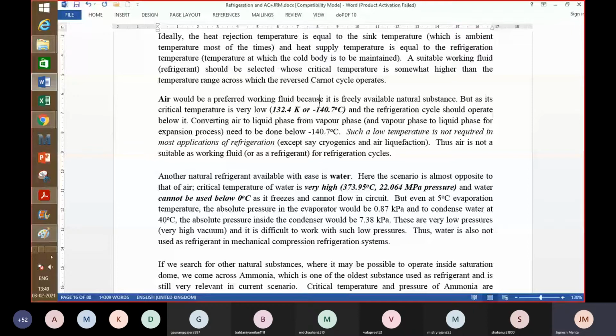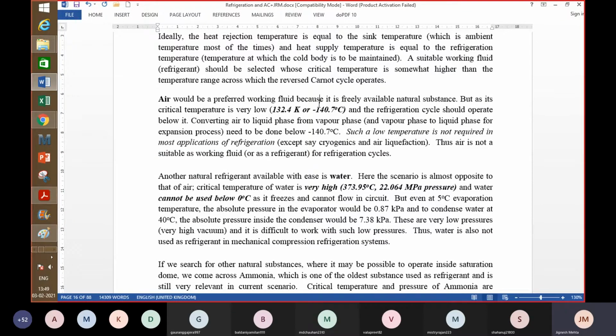But the problem is that its critical temperature is very low, and the refrigeration cycle should operate below it. If you want to use air as a refrigerant, then because you want to fit your cycle in the saturation dome, your working temperature should be below minus 140.7 degree Celsius.